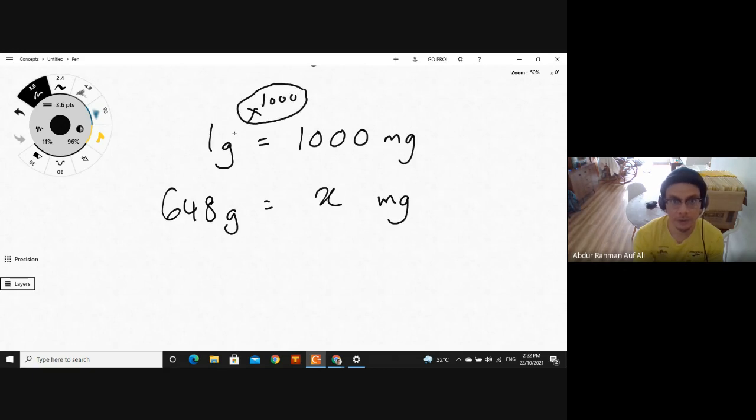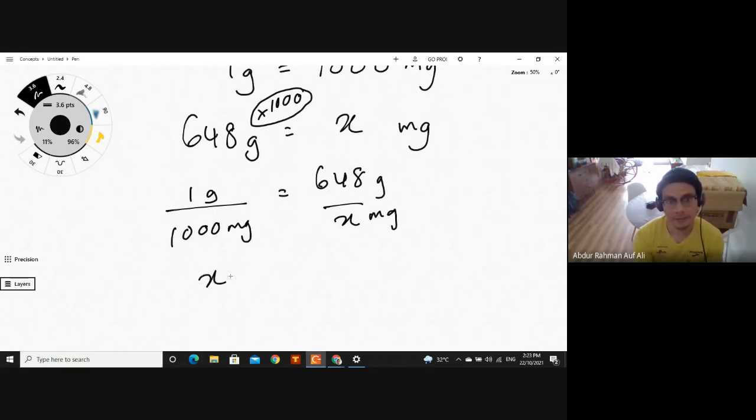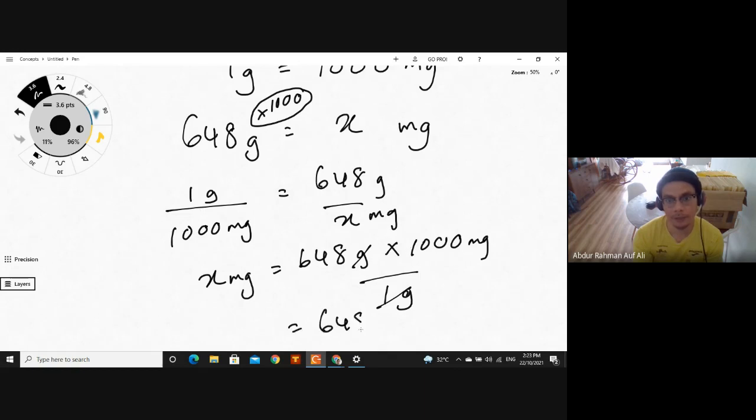So if 1 becomes 1000, you multiply by 1000. 648 becomes X, so we multiply with 1000. That's the conversion factor. But if you want to be careful, you can do it the way I advised earlier. 1 gram divided by 1000 milligram equals 648 gram divided by X milligram. Solve for X: X milligram equals 648 gram times 1000 milligram divided by 1 gram. So the gram cancels, and 648 times 1000 gives 648000. The concept is the same.